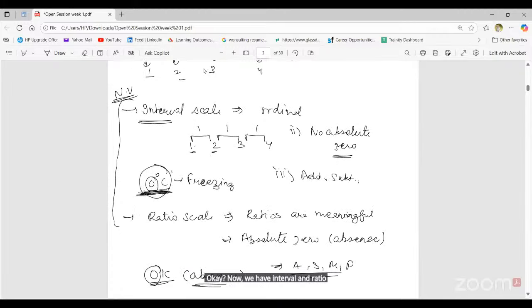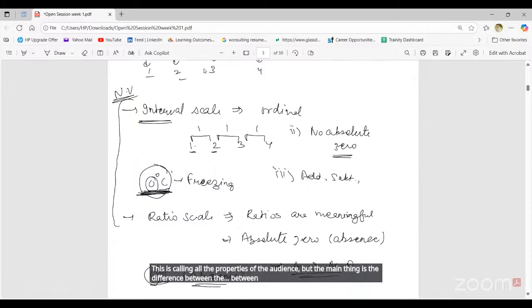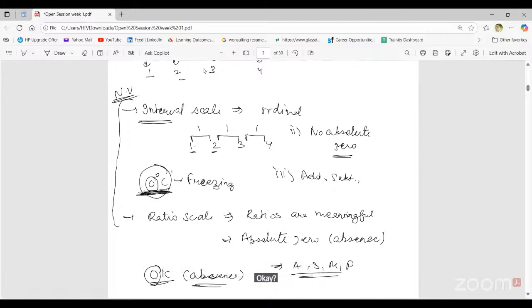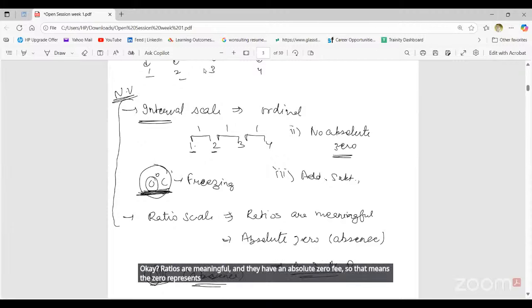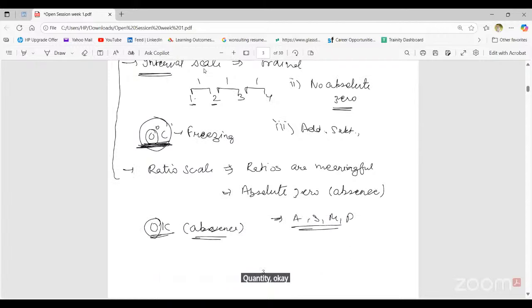What is an interval scale? It follows all the properties of ordinal, but the main thing is that the difference between two intervals should be the same. It should be a fixed unit. The second point is that there is no absolute zero, and we can only do addition and subtraction. And the ratio scale is one in which ratios are meaningful and there is an absolute zero. That means zero represents the absence of a quantity. And in this we can do every arithmetic operation.